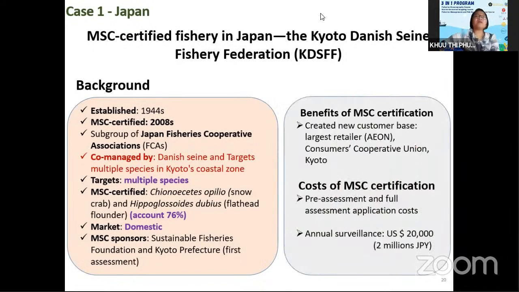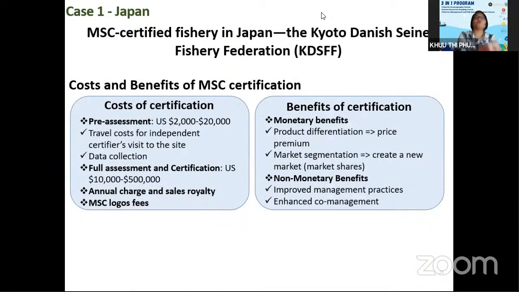And the benefit when they apply for MSC certification is that they can create a new customer base, especially the largest retailer in Japan, Aeon, and the consumers cooperative union in Kyoto. But the cost of MSC certification is that they have to pay the pre-assessment and full assessment application cost and maintenance cost of about $20,000 every year. So what happened?